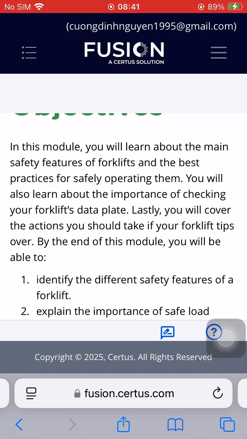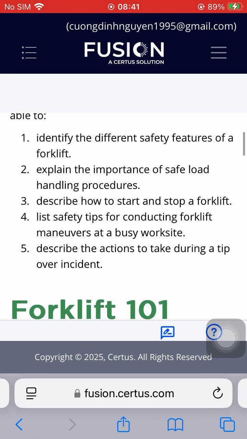By the end of this module, you'll be able to: 1. Identify the different safety features of a forklift. 2. Explain the importance of safe load handling procedures. 3. Describe how to start and stop a forklift. 4. List safety tips for conducting forklift maneuvers at a busy worksite. And 5. Describe the actions to take during a tip-over incident.